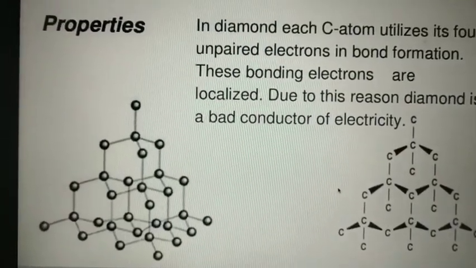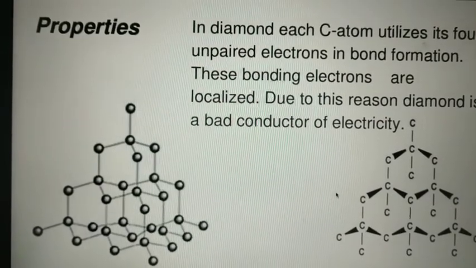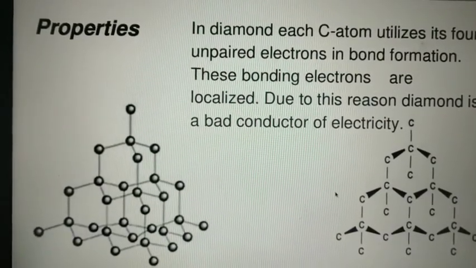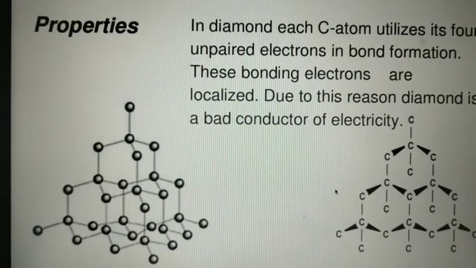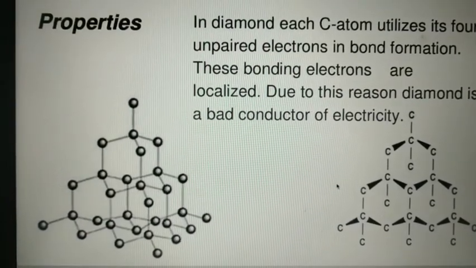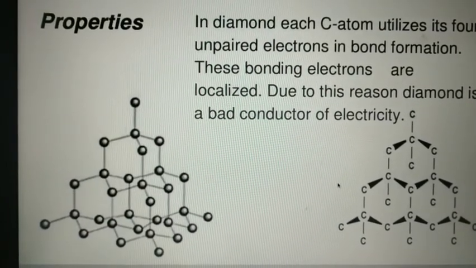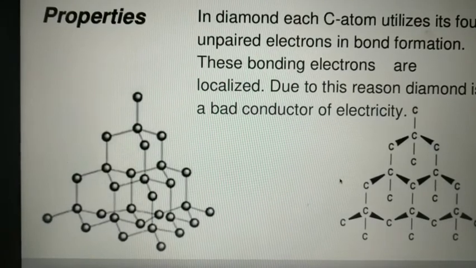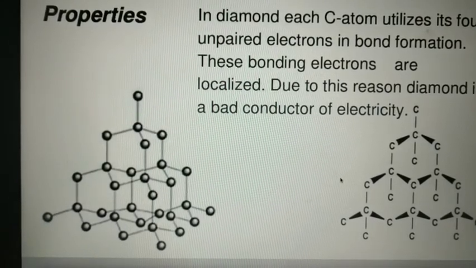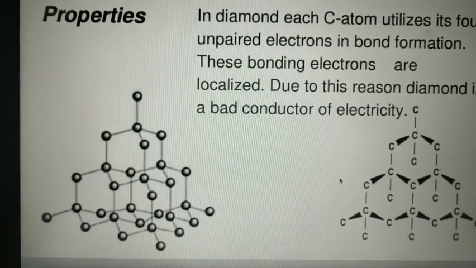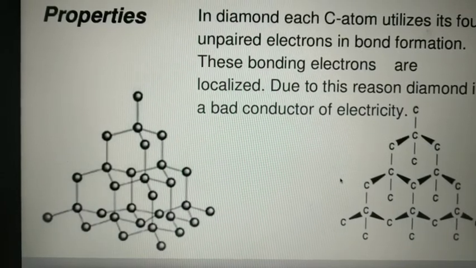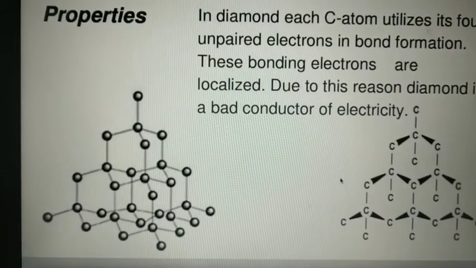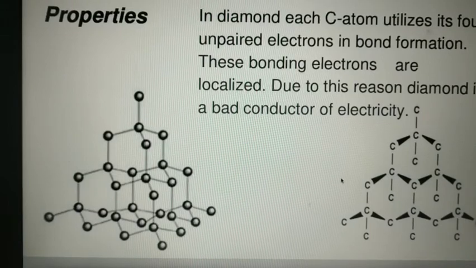So you can see the properties. In diamond, each carbon atom utilizes its 4 unpaired electrons in bond formation. Appearance, you know that it is a transparent substance having high refractive index. Properly cut and polished diamonds shine and show extraordinary brilliance. It occurs as octahedral crystals.